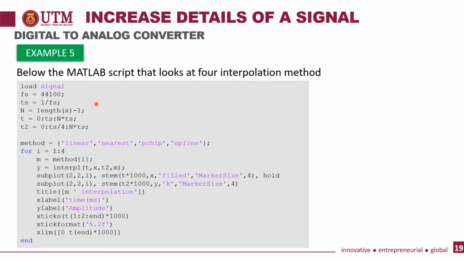Alright, so this is the MATLAB script that looks at 4 interpolation methods. This script will load the signal data. So this is the frequency, this is the time, this is the length, and this is the T and T2. You can study these codes. These codes are all about improving the digital data, in order for you to get a better analog signal when you convert it.